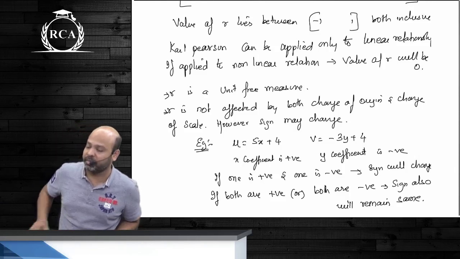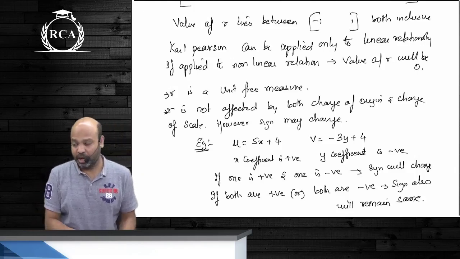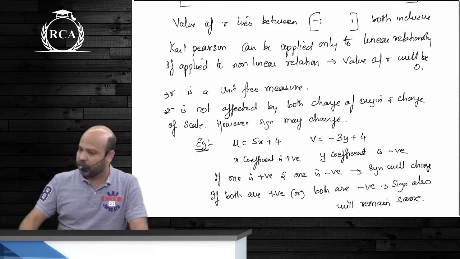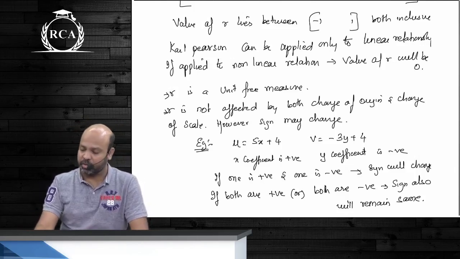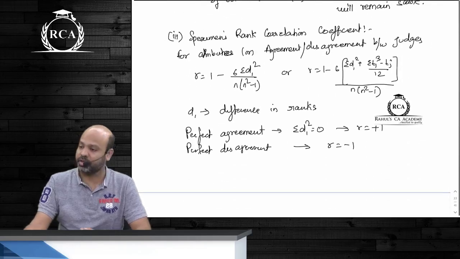There's a possibility that there is a curvilinear relationship between the variables. However, if the variables are independent, r will definitely be 0. This was all about Karl Pearson's product moment correlation coefficient. After this, we moved on to Spearman's rank correlation coefficient.